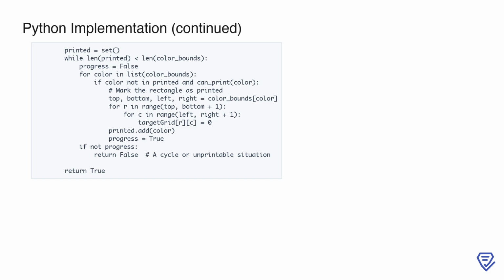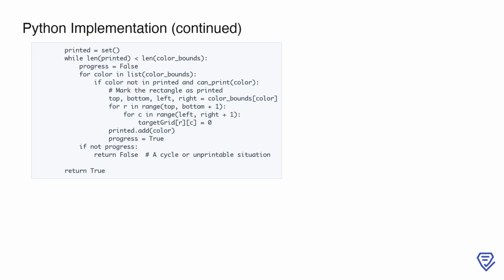Once we have the can_print function, we proceed to the main logic of the algorithm. We use a set called printed to keep track of the colors that have already been successfully printed. While the number of printed colors is less than the total number of colors in color_bounds, we aim to make progress by clearing additional rectangles. We use a flag, progress, to track whether any rectangles were successfully printed in the current iteration.